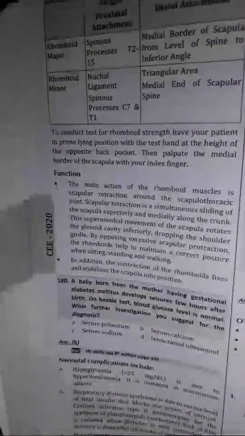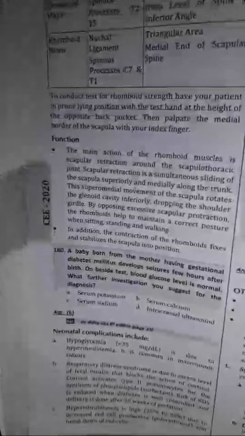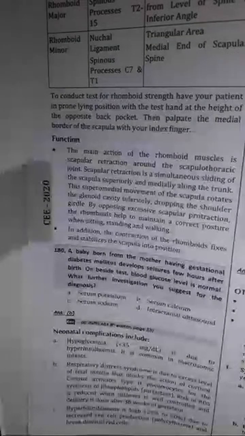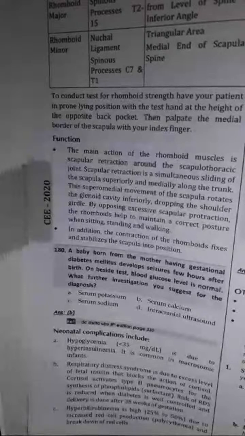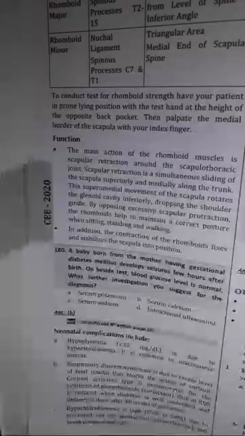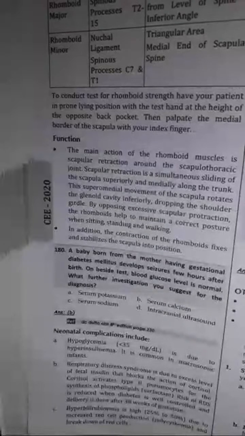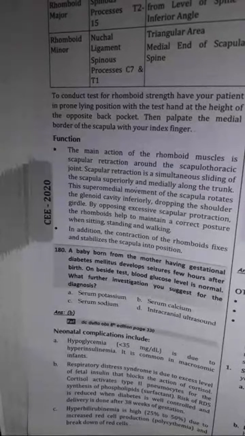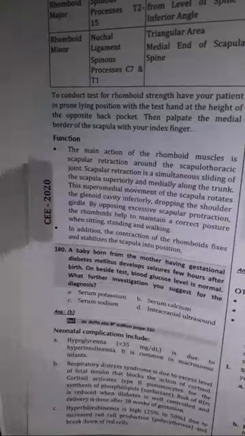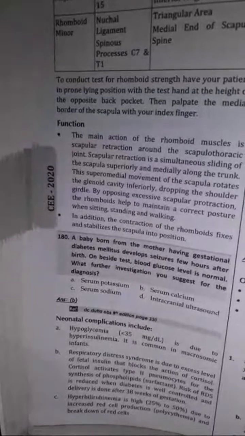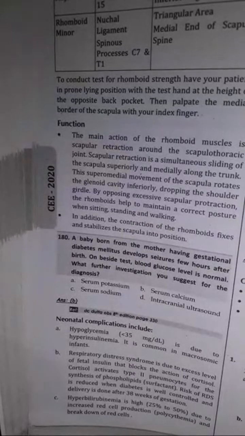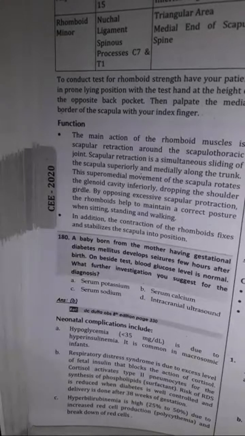macrosomic infants. Respiratory distress syndrome is due to insulin that blocks the action of cortisol. Cortisol activates type 2 pneumocytes for the synthesis of phospholipids, surfactant phospholipids. Risk of RDS is reduced when diabetes is well controlled and delivery is done after 38 weeks of gestation. Hyperbilirubinemia is high, 25% to 50%, due to increased red cell production, polycythemia, and breakdown of red cells.